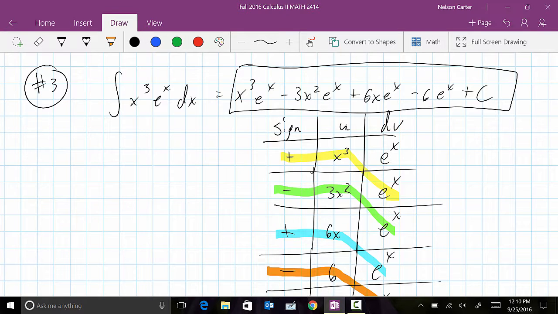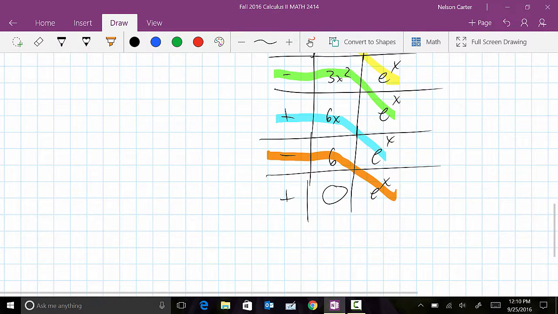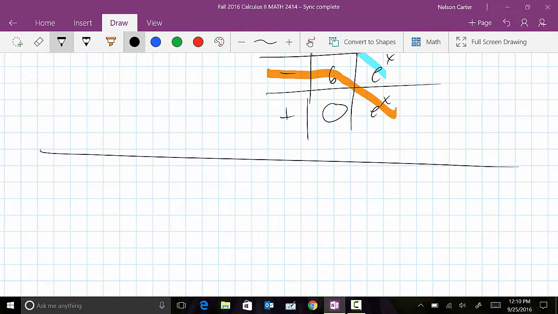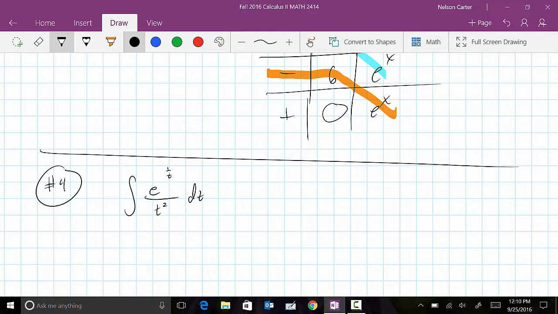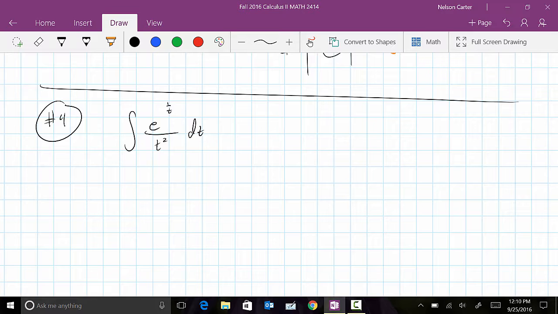Okay, let's do the next one. This is the integral of e to the power 1 over t, over t squared, dt. Okay, so for this, I would consider rewriting this, and well, let me see here. Oh, I think for this we could just do a u sub. I think. Let's try it.